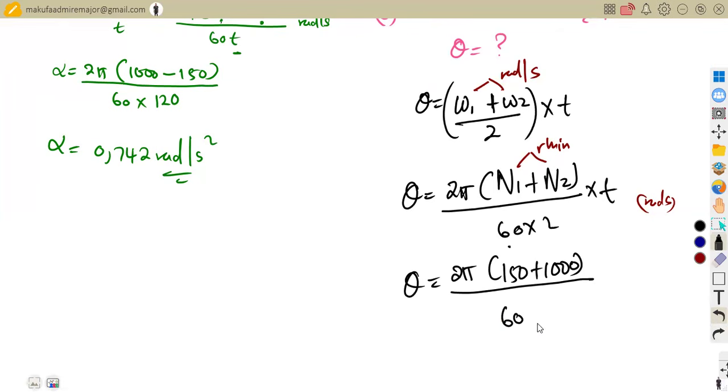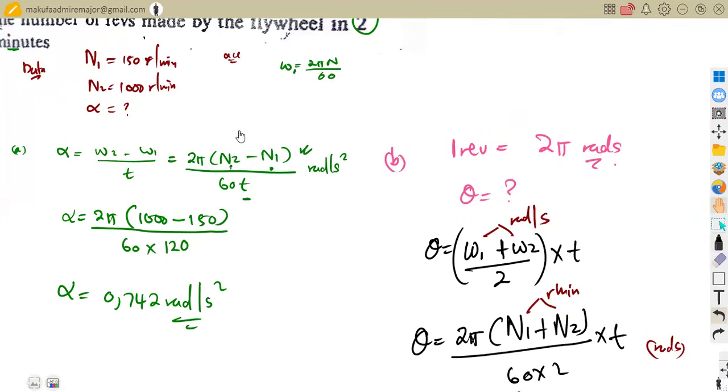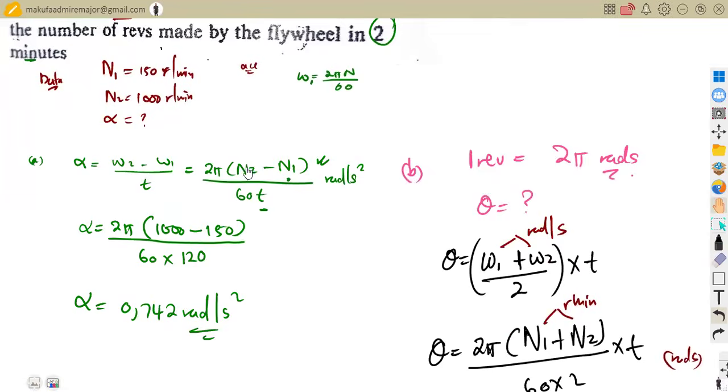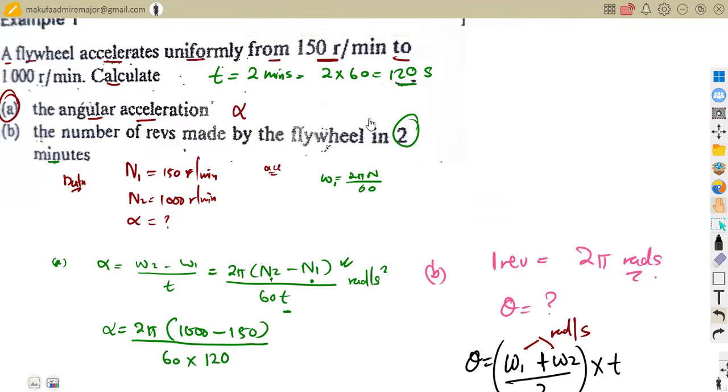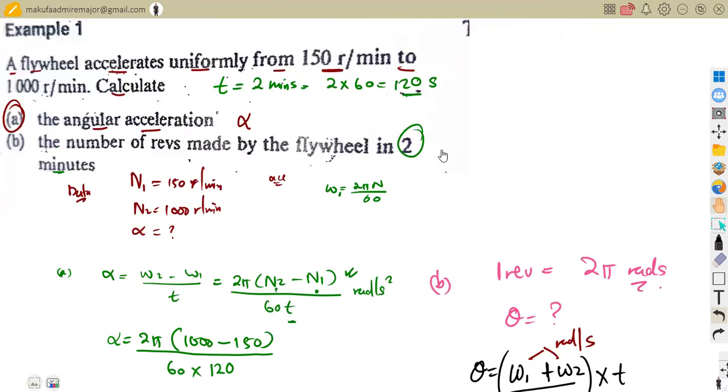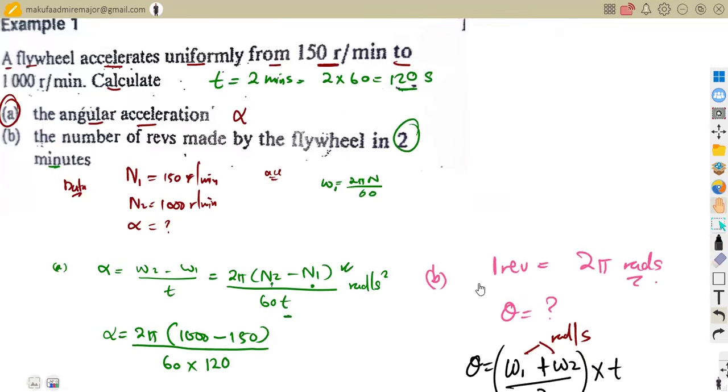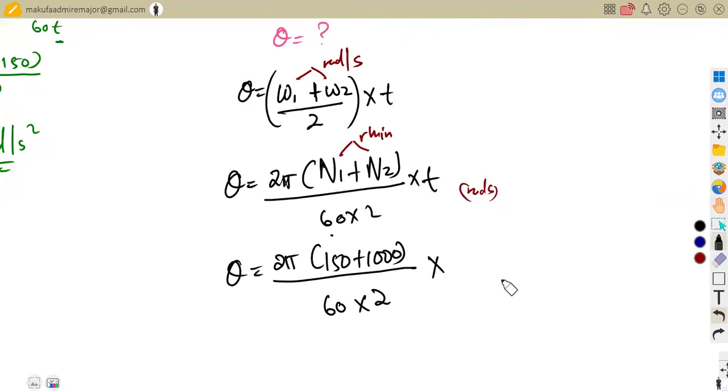Sorry, that is 60 times 2, times the time that we are given in this case. We are given the time in 2 minutes. So take note that the time there is given in 2 minutes, which is 120 seconds. So we are supposed to multiply this by 120.